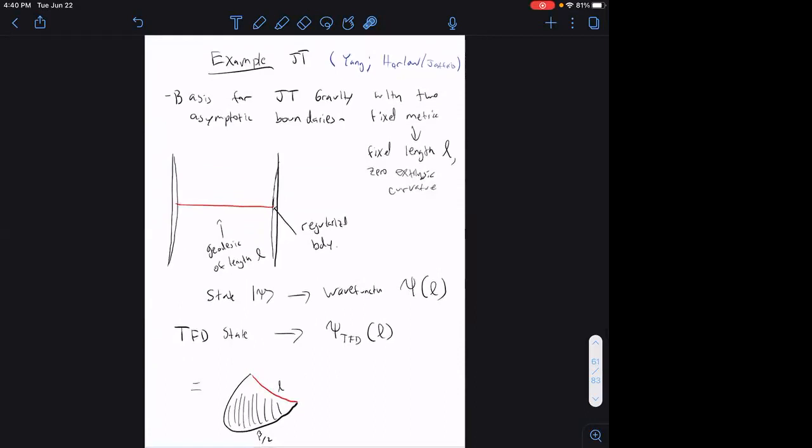I have a question. Oh, yeah. So in the thermal field double, you've described some eigenstates of some Hamiltonian. I'm assuming this Hamiltonian is maximally chaotic. Mm-hmm. Okay, thank you.